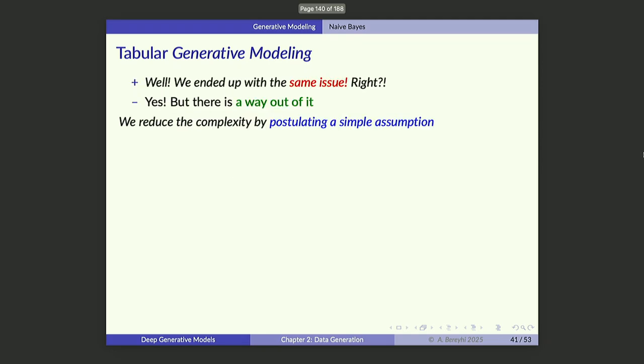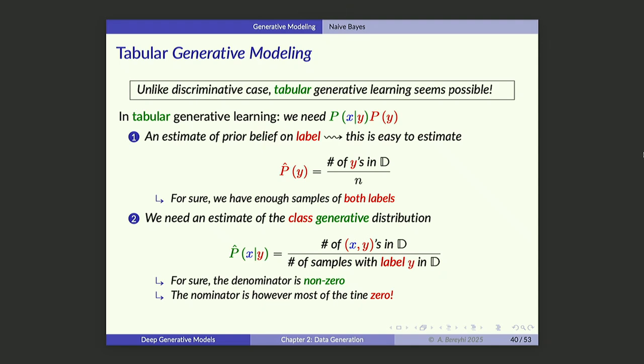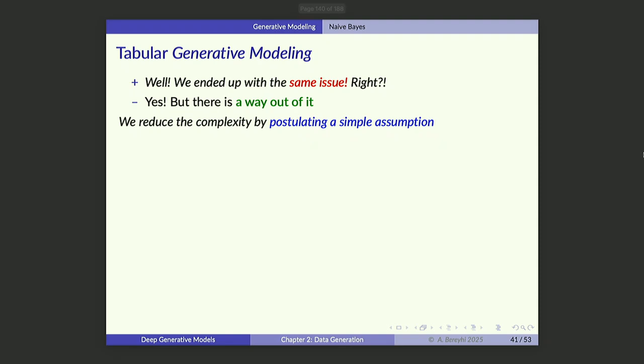But there is a solution around it. A very naive solution, and the naive solution is that we assume a model for this generative distribution. We assume a kind of stupid model, but it's still a model. We assume that this distribution of x given y is independent for every single pixel inside the image. If I assume that, then I can find some non-zero value for the numerator.